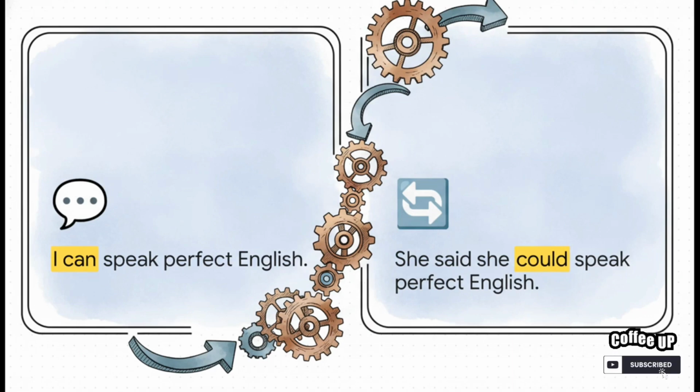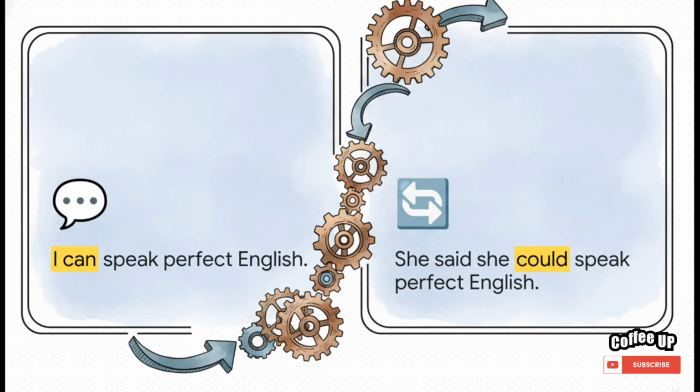And guess what? That whole stepping back in time rule also applies to modal verbs, which is incredibly common when you're firing off follow-up project updates. Look at this brilliant shift. Can changes to could, and will changes to would. So if your coworker casually says, "I will see you later," you report it professionally as, "She said she would see me later." Or if they say, "I can speak perfect English," it smoothly becomes, "She said she could speak perfect English."